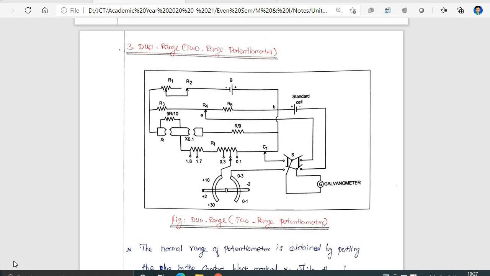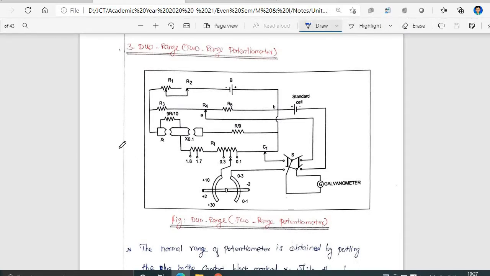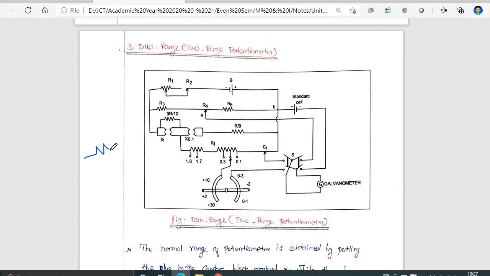In the previous class, we discussed the DC potentiometer. A potentiometer is nothing but a device to measure variable voltage. How the potentiometer works: here I am taking a sliding wire type potentiometer.